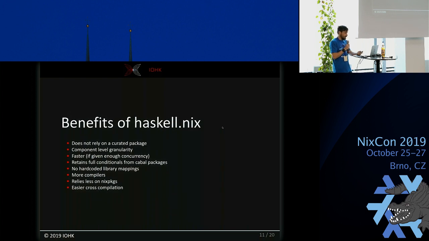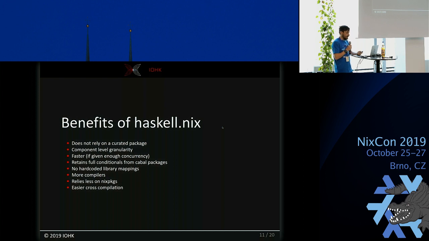So, some benefits of using haskell.nix. It does not rely on a curated package set. Haskell.nix can build almost any package for which either a stackage set or a plan.json cabal project can be computed. It has component level granularity, does not need dontCheck to break dependency cycles, and it's faster if given enough concurrency by having component level granularity. Only components are built and dependents can start building once the library components have been built.